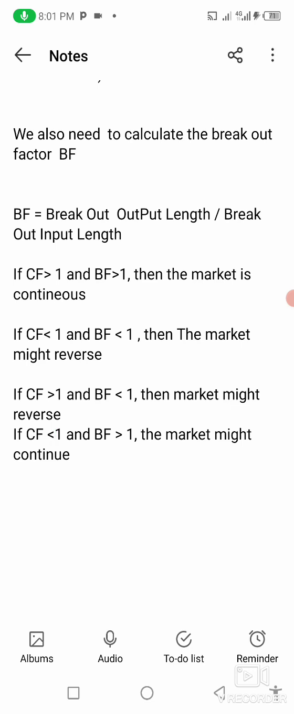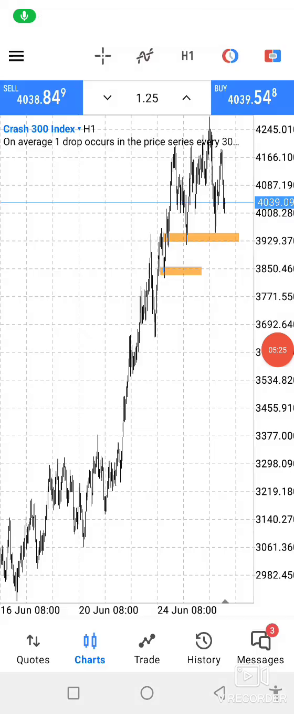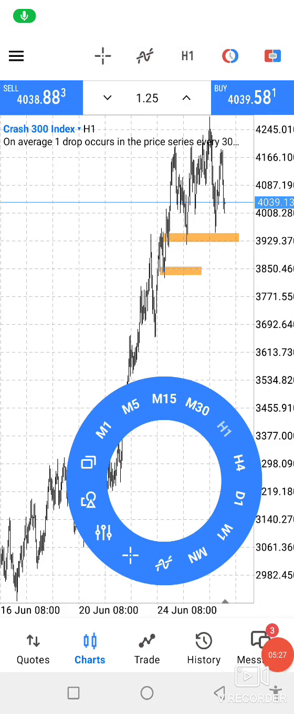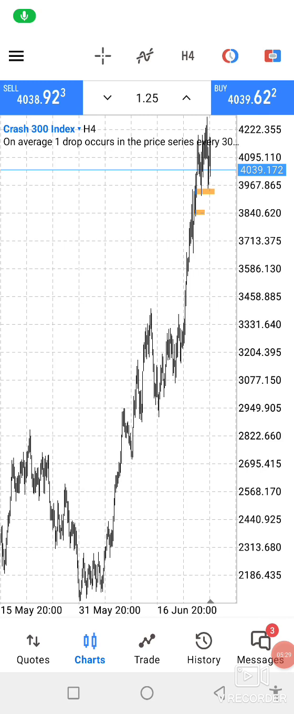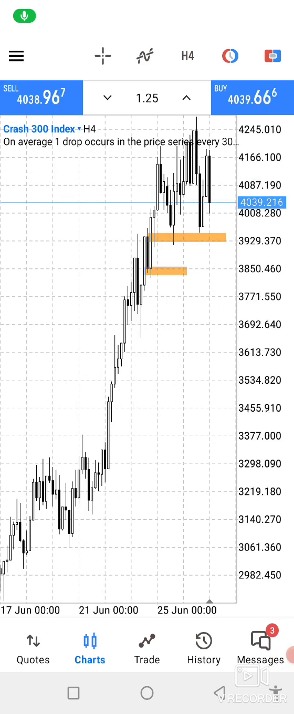So I will start with the synthetic market and then we'll go over to the forex market. Basically, we shall be doing this analysis in the H4 time frame, so that we get a valid result.